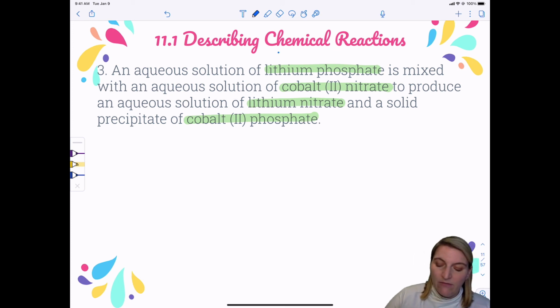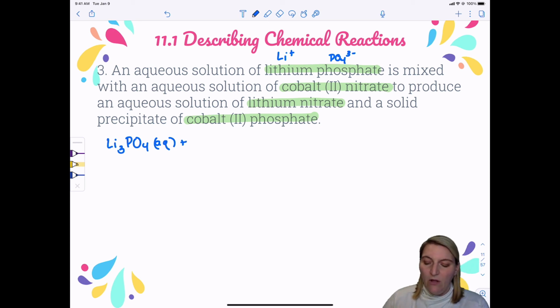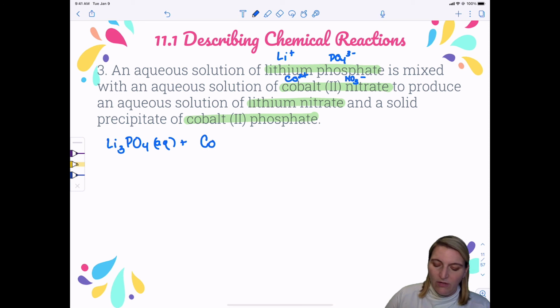So lithium phosphate, lithium is Li plus 1, phosphate is PO4 3 minus. So lithium phosphate is Li3PO4, and it tells me it's an aqueous solution, so I write (aq) after it. Cobalt-2 nitrate, so cobalt-2 is Co 2 plus. Nitrate is NO3 with a 1 minus charge. So cobalt-2 nitrate is Co(NO3)2, and that is also aqueous.